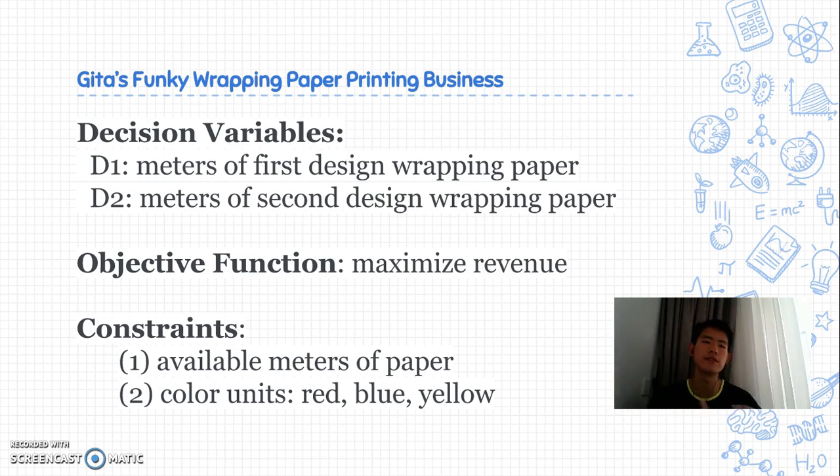Right, so the decision variables here are how many of design one I should produce, or how many of design two I should produce. And the objective function here is our revenue.